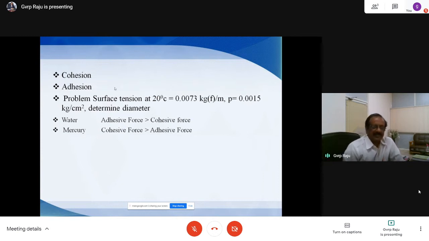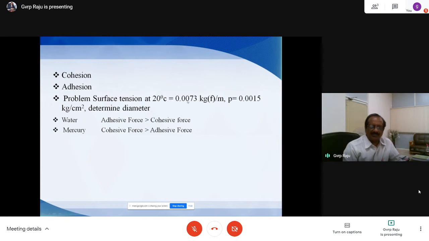Okay, so the surface tension here at 20 degrees centigrade, the equation for this is 4 sigma by T. So it has given surface tension is sigma. So 4 into sigma, so 4 into 0.0073. And one thing, if you see here, this P, pressure is in kg per centimeter square, and this is kg force per meter. So convert either this in meter square or this in centimeters.